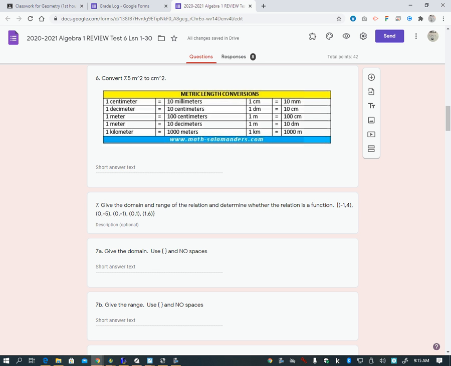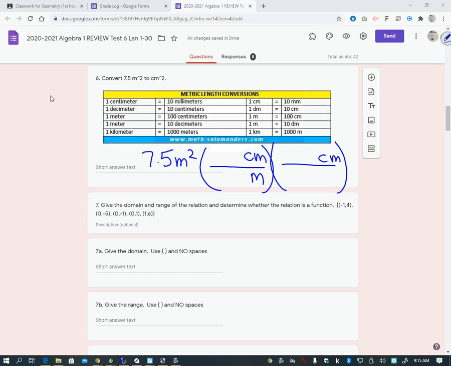And it gives you all of the information, gives you the conversion chart, right? So we have 7.5 meters squared we want to convert to centimeters squared. So in my conversion, where do meters go? On the bottom. Where do centimeters go? Do I need to do this just once or twice? I do it twice because it's squared.